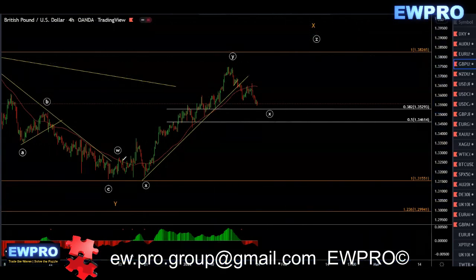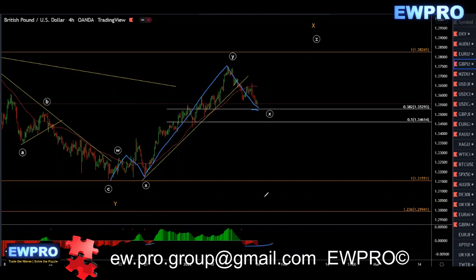We're looking at this like W, X, Y, X2. We're looking for that 38.2 retracement. We got the bull hidden, possible bull hidden here. So we're looking for that Z up.